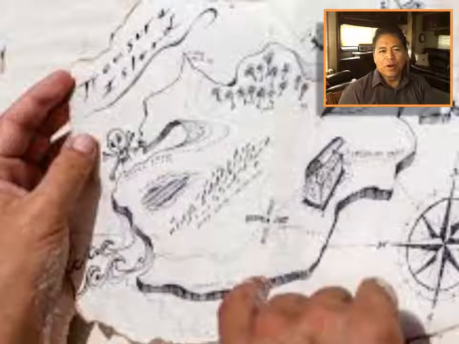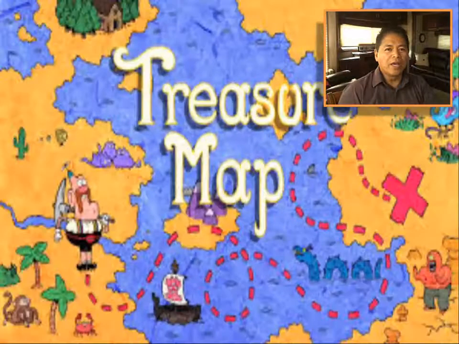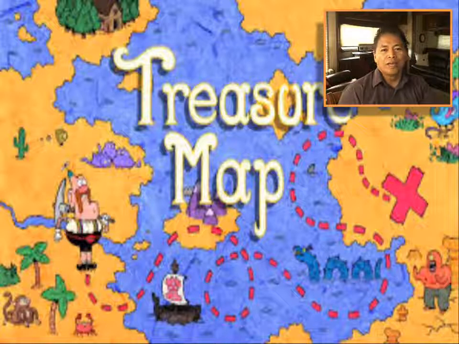Because if you don't know where you are on the map, then it's pretty irrelevant as to where the treasure is, because you could be standing right next to it and you wouldn't know it, or it could be way on the other side of the world and you wouldn't know exactly how to get there.